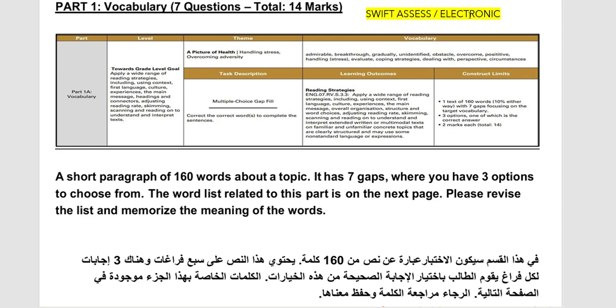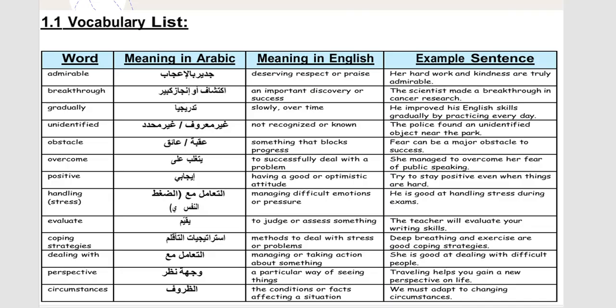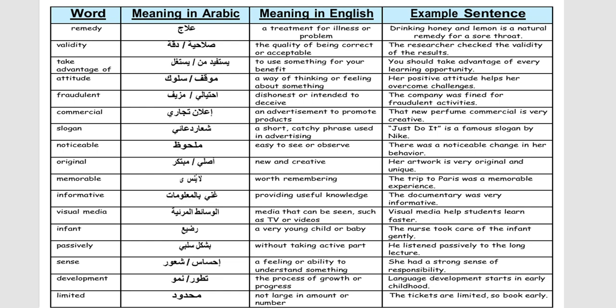As a part of Swift Assess or electronic examination, part one will comprise a paragraph based on vocabulary words, and it will have 7 questions, and each question will have 3 options. Each question carries 2 marks, so the total marks for this question are going to be 14. There are vocabulary words which have been given to you here, so you are required to go through them and try to memorize these vocabulary words.